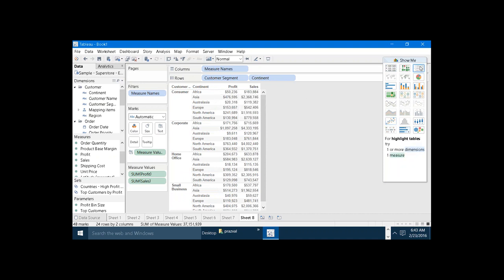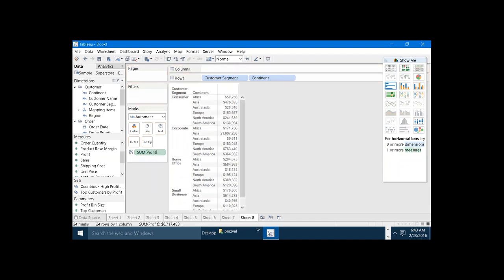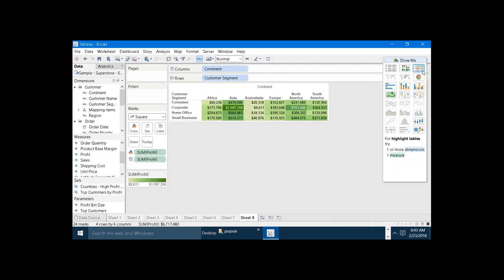So this highlight table will work only for one measure. If you take two measures, it will show the wrong results. Using the highlight table, we are able to highlight the highest value by coloring it in the darker color, and all the remaining values will be in the lighter color.